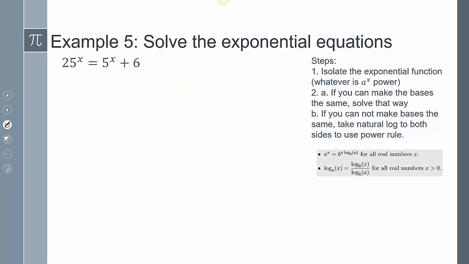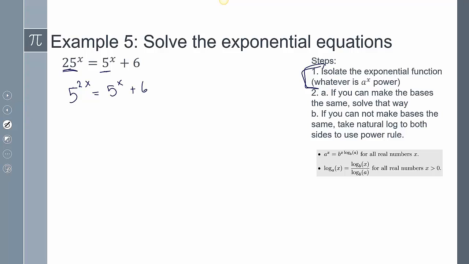So this one right here, 25 to the x equals 5 to the x plus 6. Well, we have to get into this process of isolating the exponent, but there's multiple terms. I mean, if I subtract the 6 on both sides, I am not isolating either one, so we can't do that. That doesn't help us there. Let's see. Well, let's look at it this way. What if I say 25, can I make that the same base? So we look at 5 to the 2x equals 5 to the x plus 6.